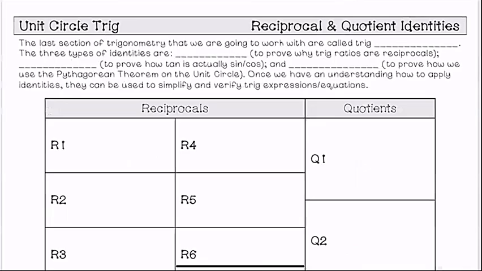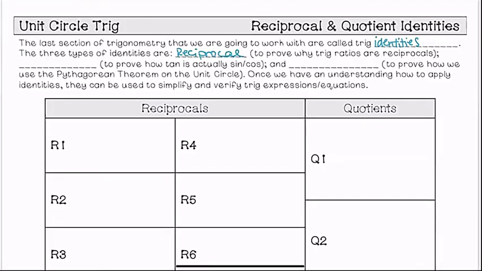Up at the top here of these notes, it says the last section of trigonometry that we're going to work with are called trig identities. The three types of identities are blank, blank, blank. There are three kinds of them. We're going to cover two of them today and then one of them next time. This first one is called reciprocal. And they are to prove why trig ratios are reciprocals, why you can just flip them over.